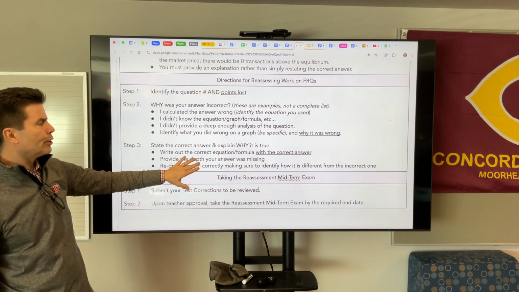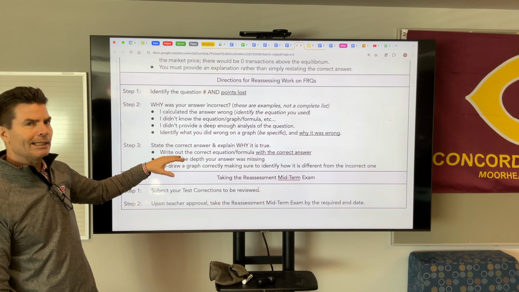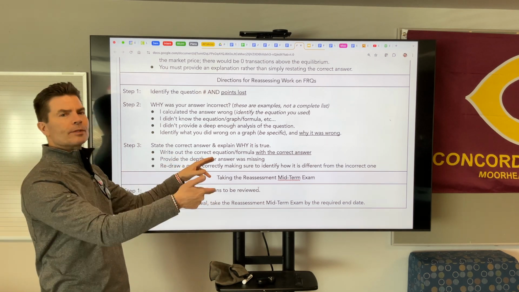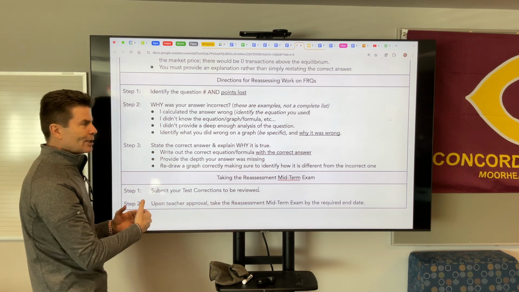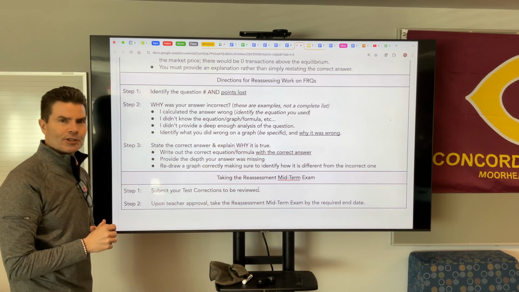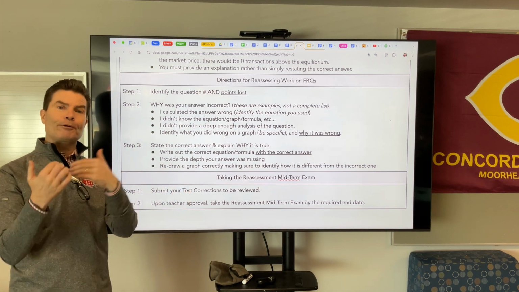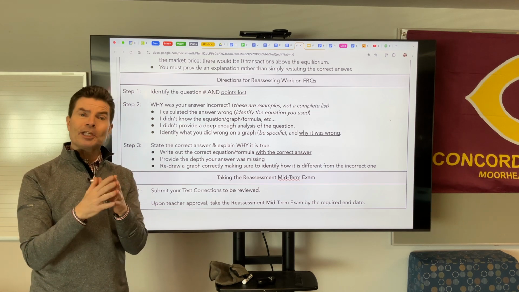And then down here, you're going to give me the correct answer. So like the equation one, you would tell me, well, this is the actual correct equation. And if I actually use the correct equation, here's the correct answer. So you would give me the correct equation, and then you would give me what the correct answer is. So that's how you go through the reassessment process for multiple choice and for free response. And you're, again, doing all of this information on separate sheets of paper.